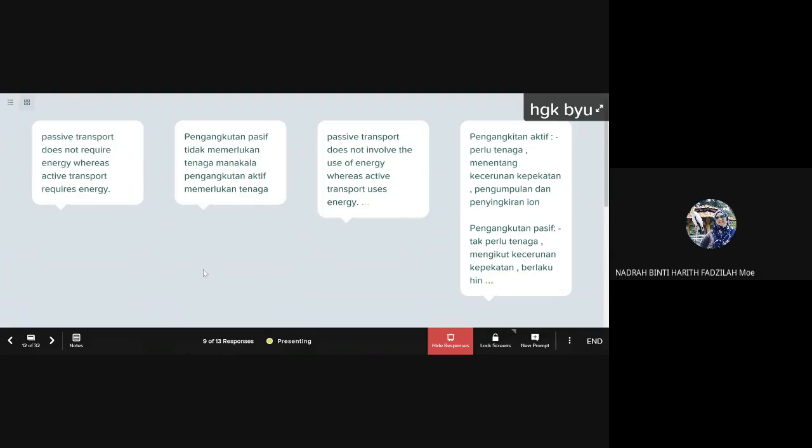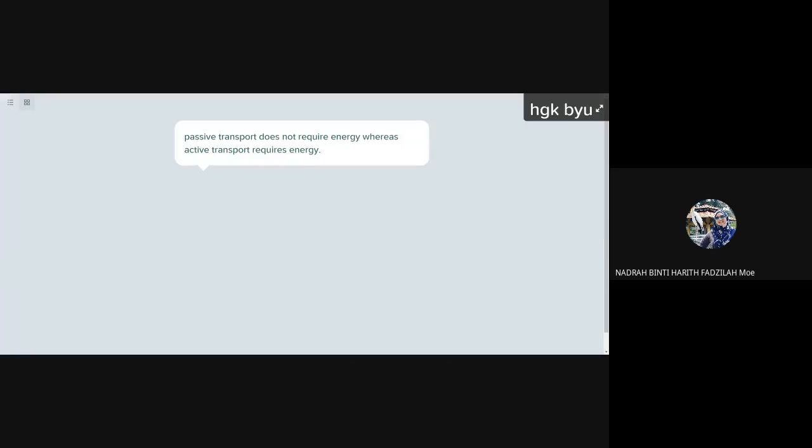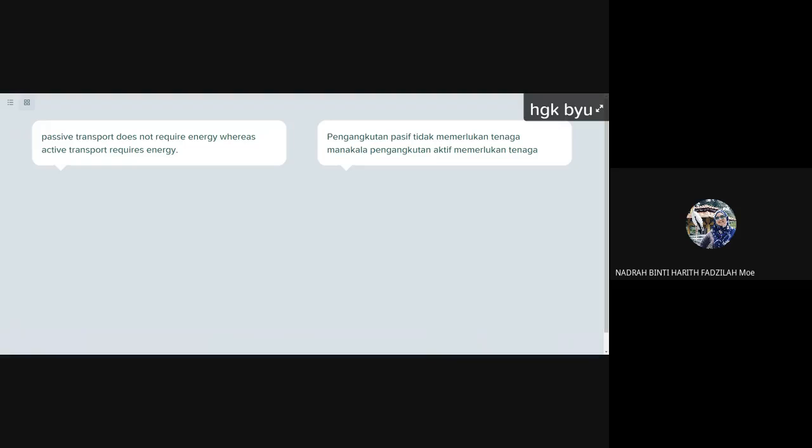So, anak-anak, please make sure that when we write differences, kita kena tulis lebih kurang macam Amalia dan Rohaizan tulis. Alright. So, these two are a very good way untuk menulis perbezaan. Bila kita tulis perbezaan, sekarang ni kita nak bezakan dari segi apa? Tenaga.